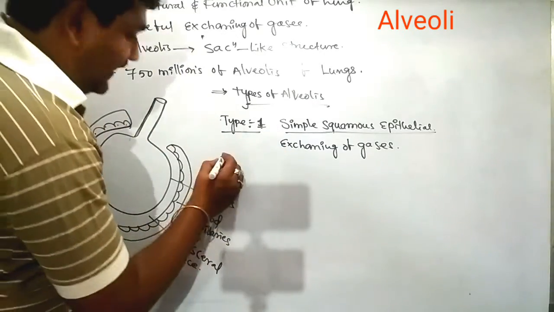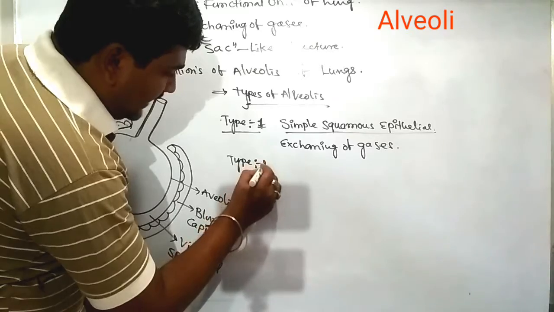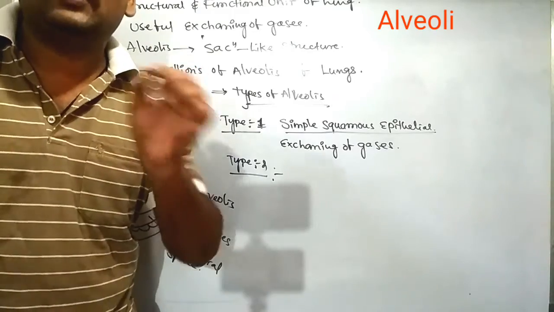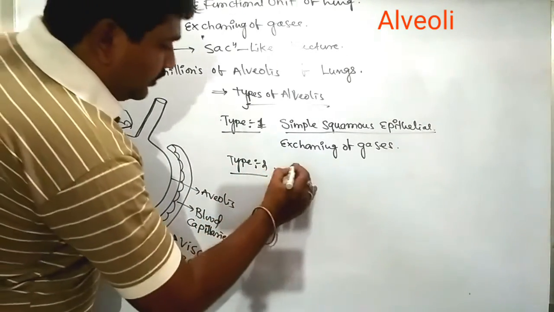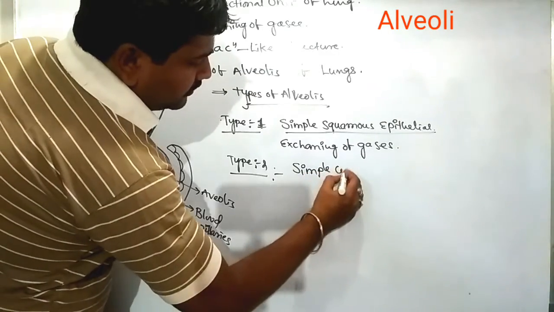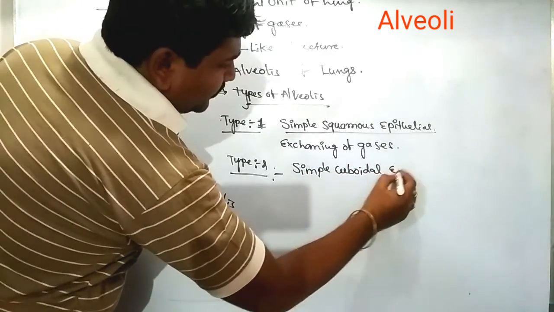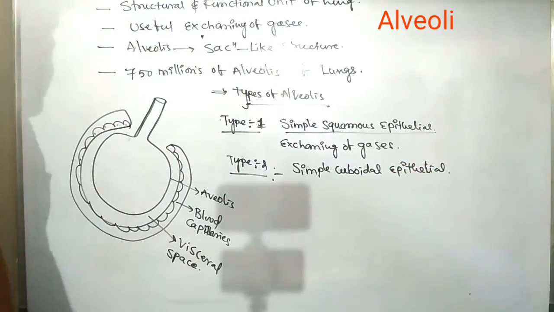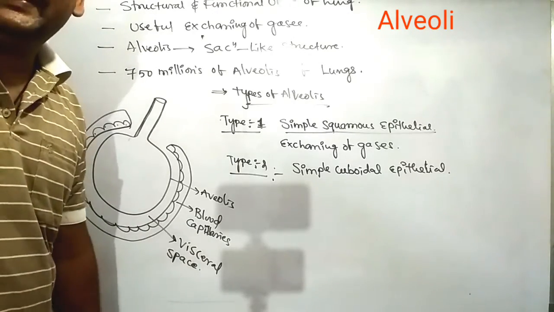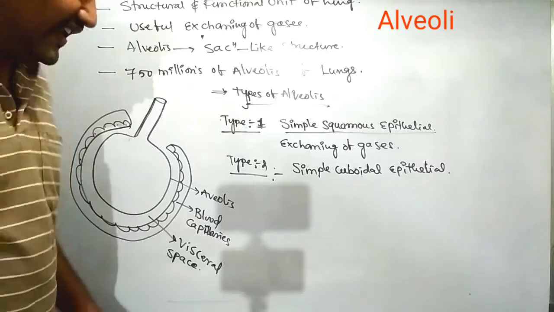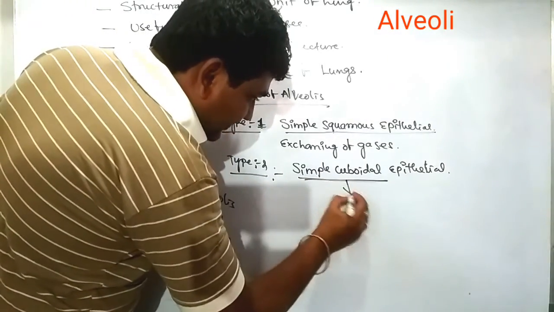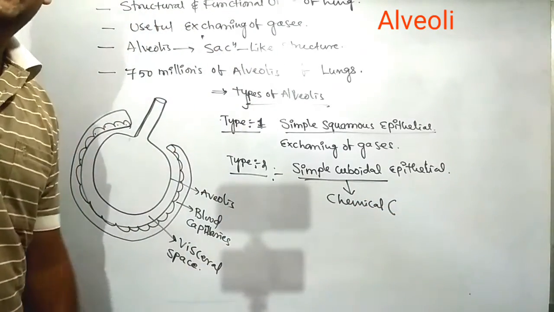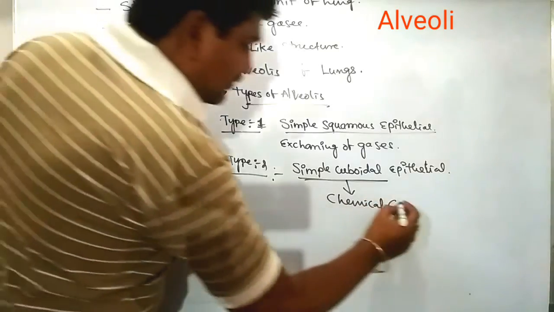First one is type 1. The second one is type 2 alveoli. This type of epithelium is made up of simple cuboidal epithelial membrane. The simple cuboidal epithelium secretes a chemical substance, which is very, very important. That chemical substance is known as surfactant factor. Note down.